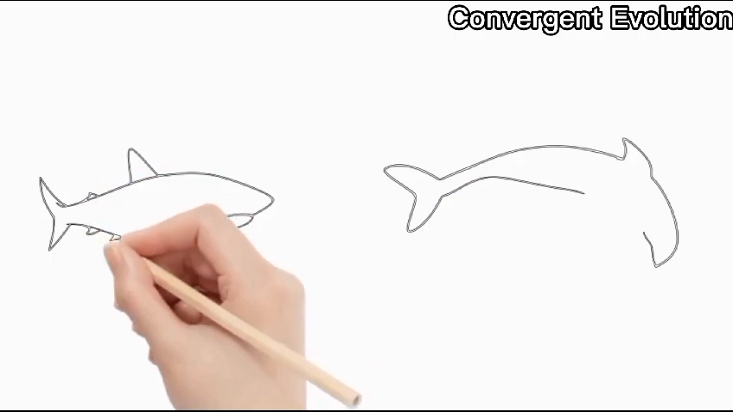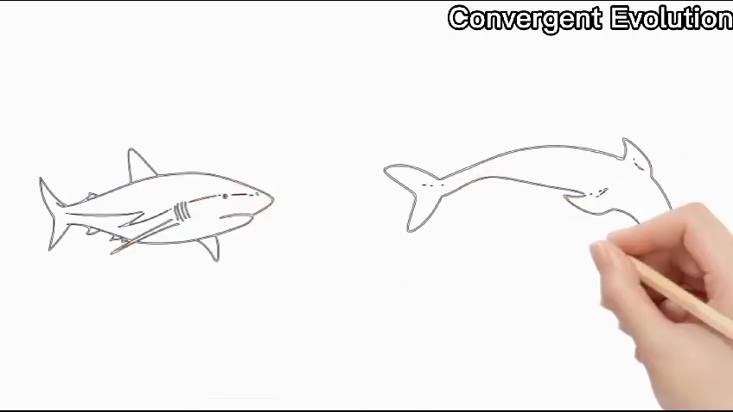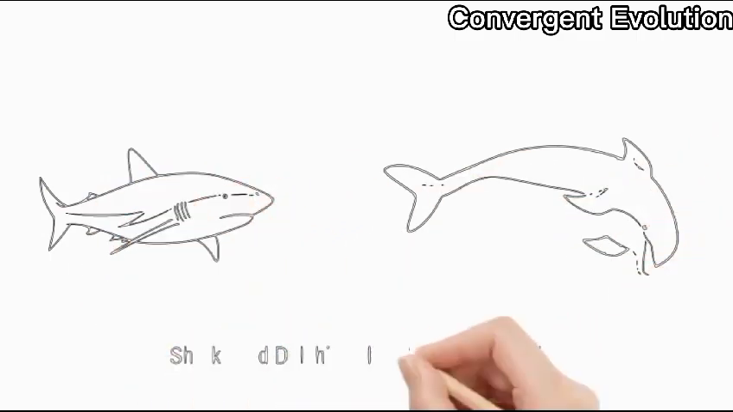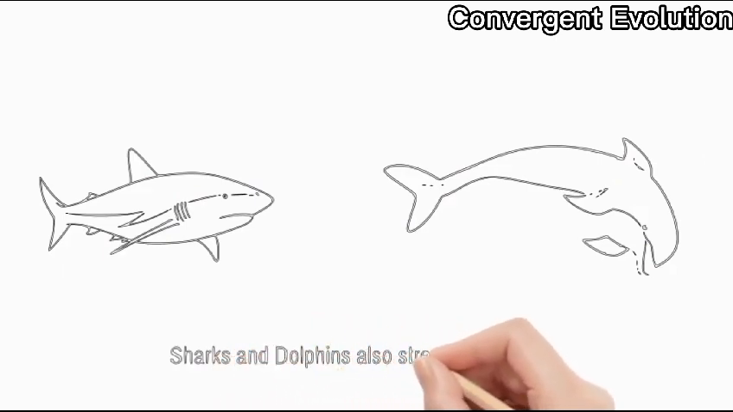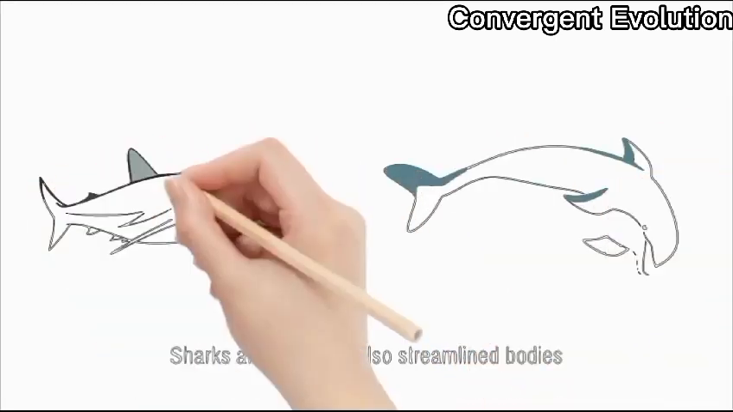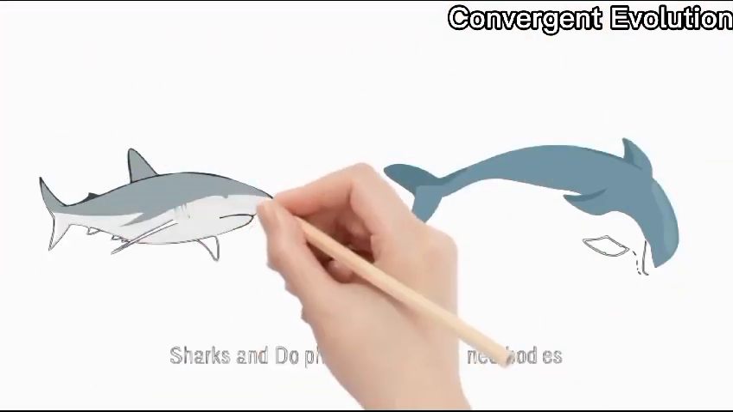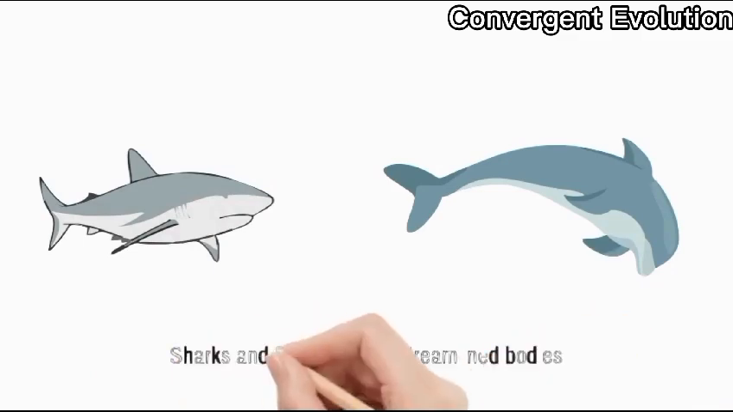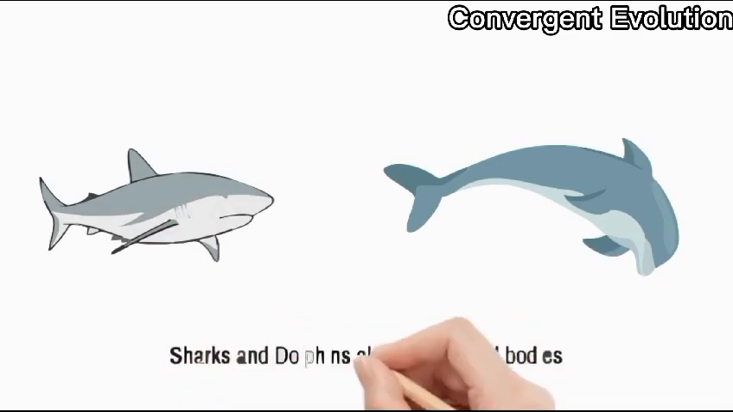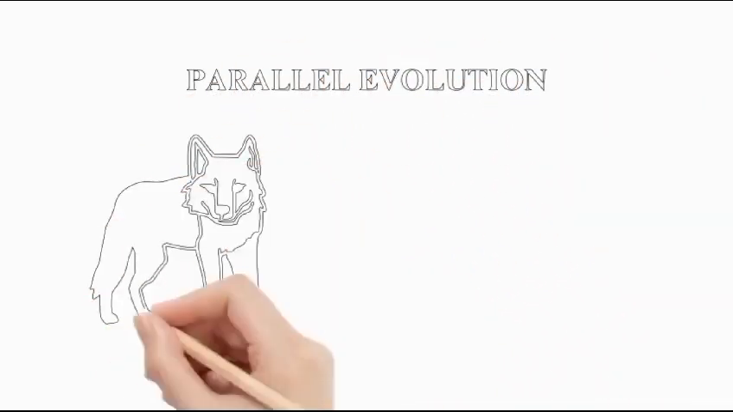Also, sharks and dolphins are from different taxonomic groups, as dolphins are mammals and sharks are fish, but they have evolved similar body shapes and swimming styles in response to their aquatic environment. So, their convergent body shapes and swimming styles demonstrate how different species can adapt to similar environments in similar ways.